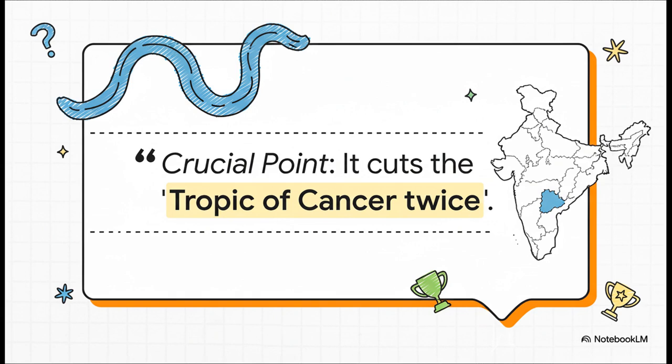This is the crucial point. This is one of the most famous facts in all of Indian geography. The Mahi is the only river in India that crosses the Tropic of Cancer twice. That's an amazing piece of trivia right there.